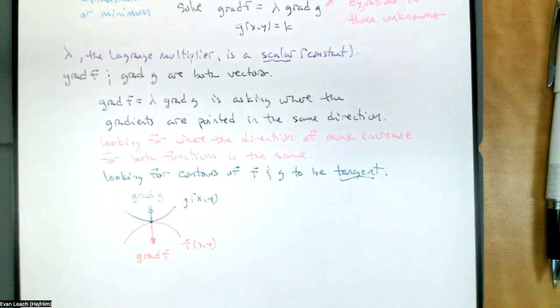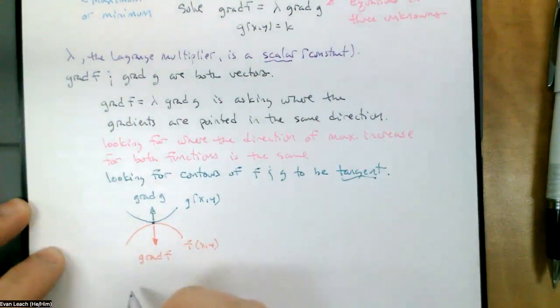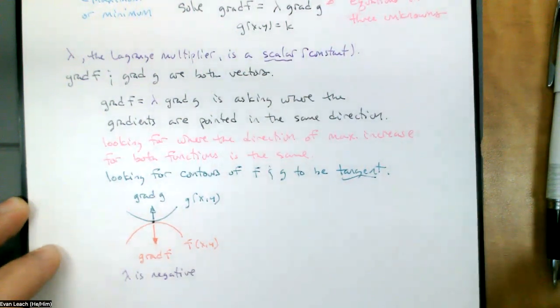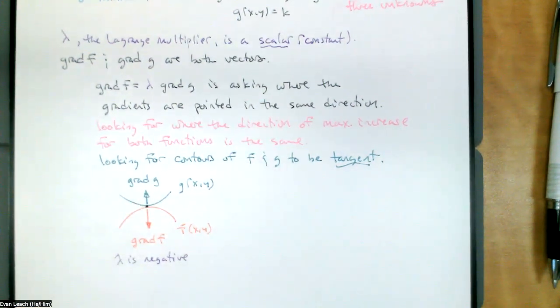I usually draw this picture, even though the gradient of each function is pointed in opposite directions. Opposite directions is the same direction in terms of vectors. The lambda is just negative. Left and right aren't different. Left equals -1 times right. Same direction in terms of vectors.